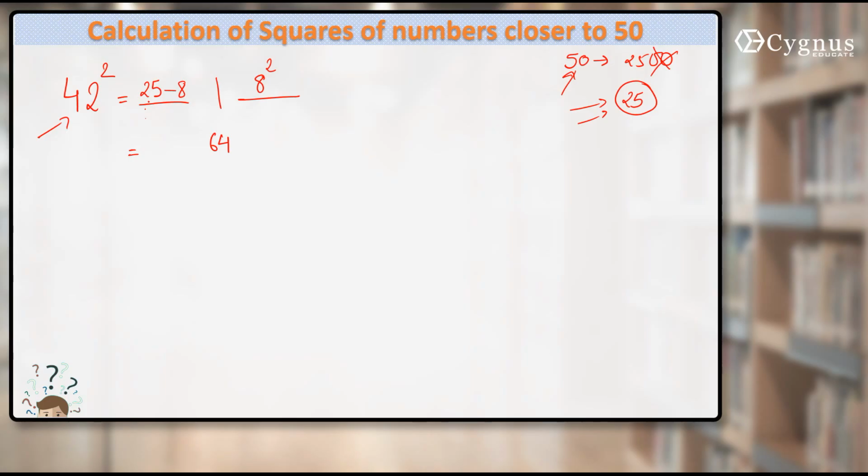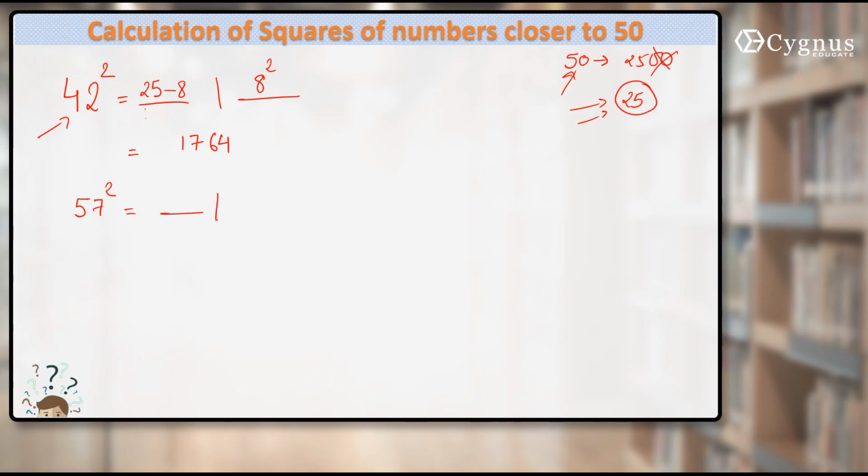What about the first part? 25 minus 8, that is equal to 17. So my answer becomes 1764. I hope this is clear. Let's take one more number where the number will be more than base. That means a number in the range of what? 50s. Okay. Let's take a number like 57.